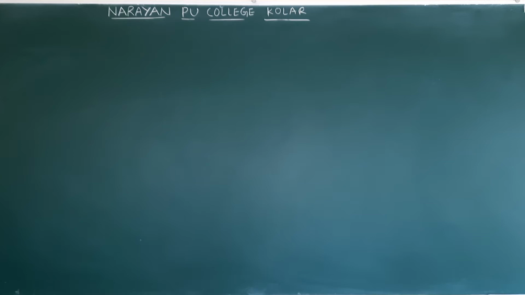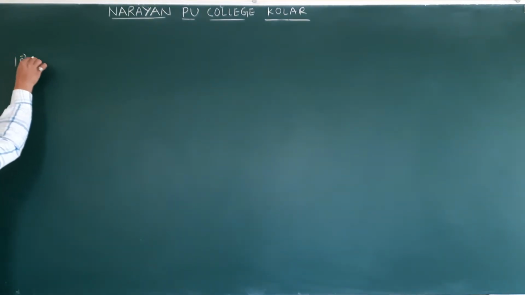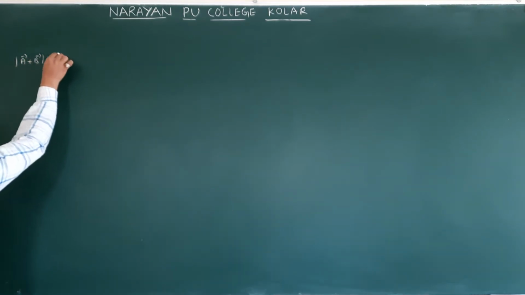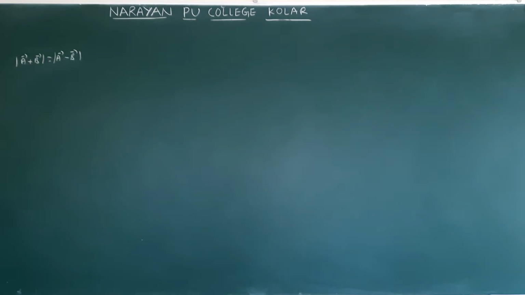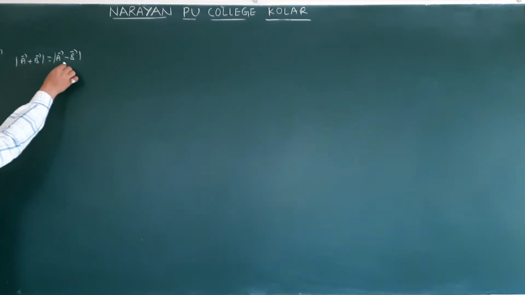Question 46. The vectors a bar and b bar are such that the modulus of a bar plus b bar is equal to the modulus of a bar minus b bar. They are asking the angle between the two vectors. It is a very simple and very important one. For the angle between them, we square on both sides.